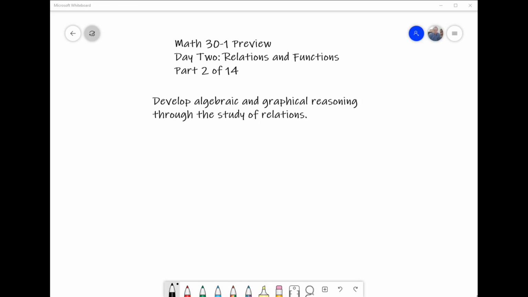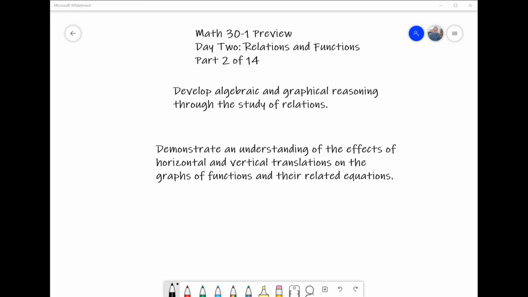Now, the second of our 14 topics is going to be related to translations, specifically horizontal and vertical translations of graphs. So we want to demonstrate an understanding of the effects of horizontal and vertical translations on the graphs of functions and their related equations.